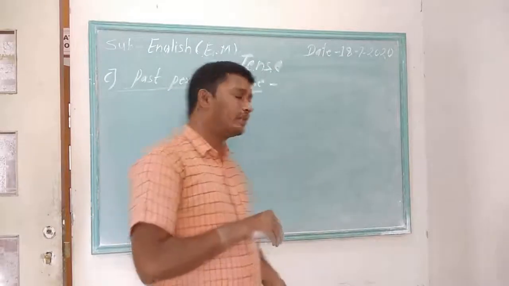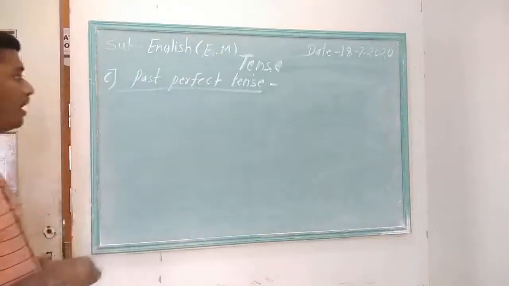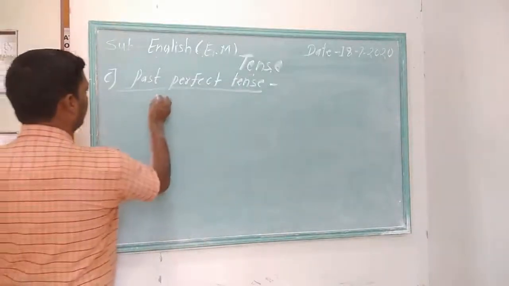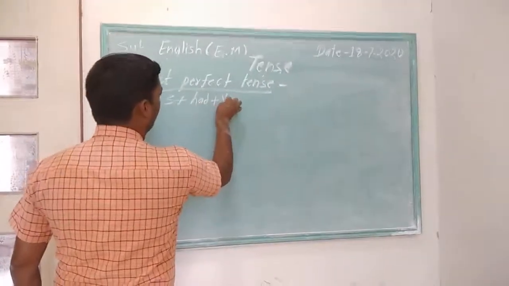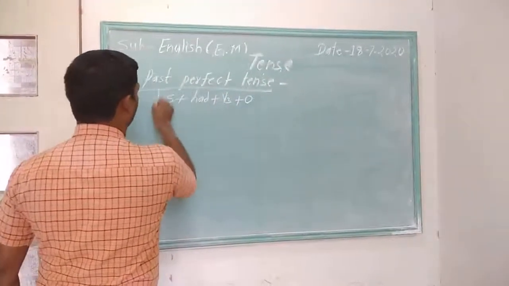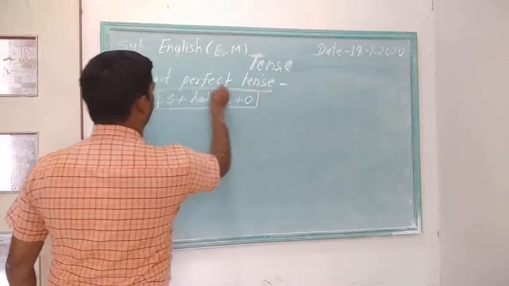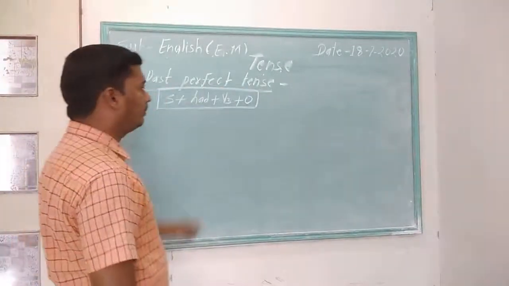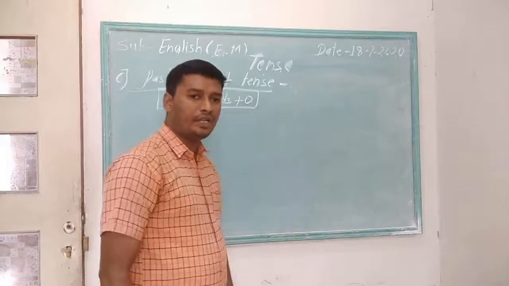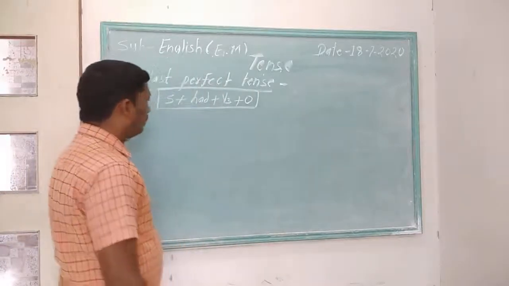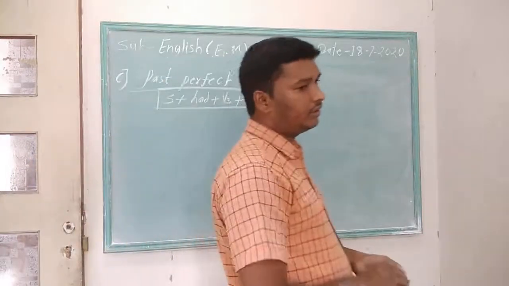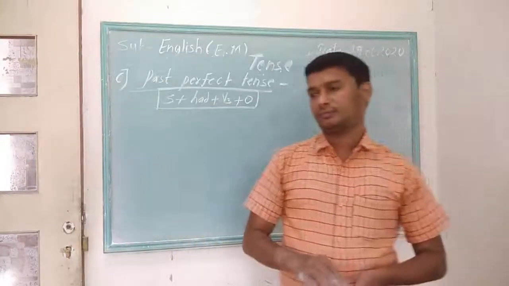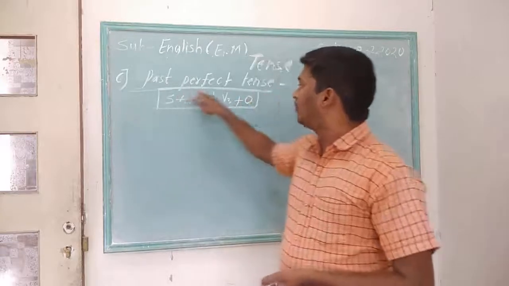Then what is the structure of past perfect tense? Yes plus had plus V3 plus O. Yes plus had plus V3 plus O is the structure of past perfect tense. Take information, then write structure. Then I will give some examples of the past perfect tense.